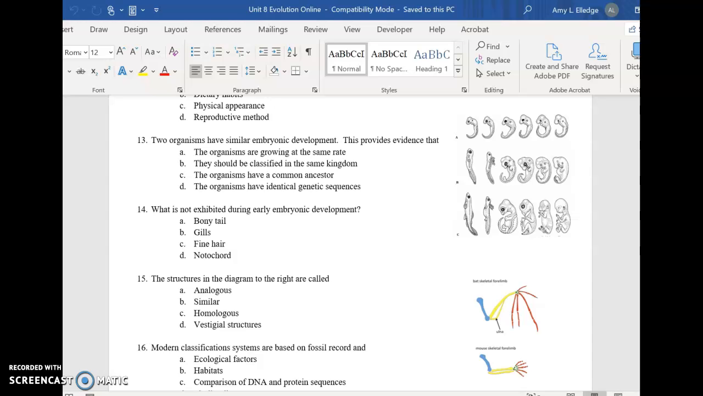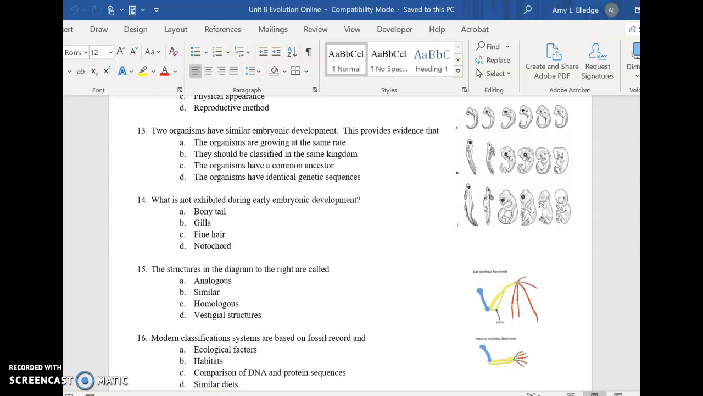14, what is not exhibited during early embryonic development? Well, we all had a tail, we all had gills, and we all had a notochord, but we didn't get fine hair early in development. Not everything does. We as humans do later on, but not everything gets hair.